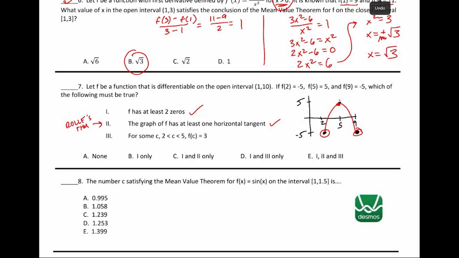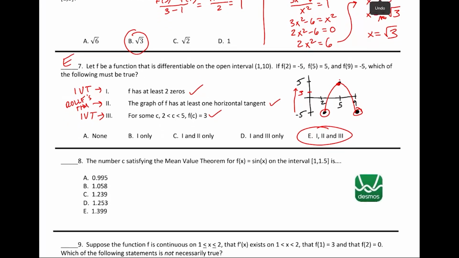And so let's look at part 3. We got the intermediate value theorem guaranteeing us that the first one's true, Rolle's theorem, which is an application of the mean value theorem, to give us letter 2. And then part 3 says for some c in between 2 and 5, f of c has to equal 3. Well, we can't get from -5 to 5 without passing through 3. So the intermediate value theorem definitely guarantees that that's going to be true too. So all 3 of these statements are true, and our answer is E.